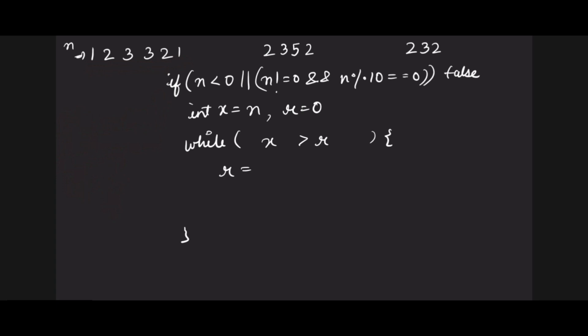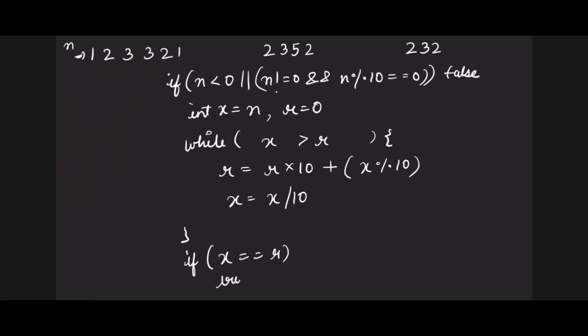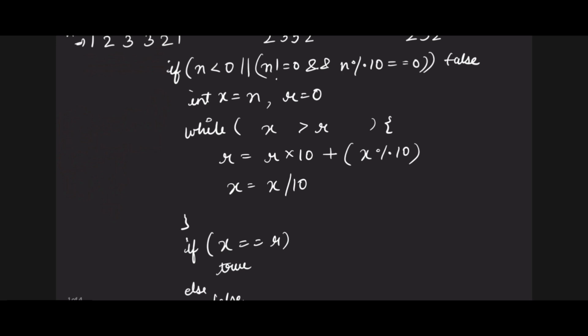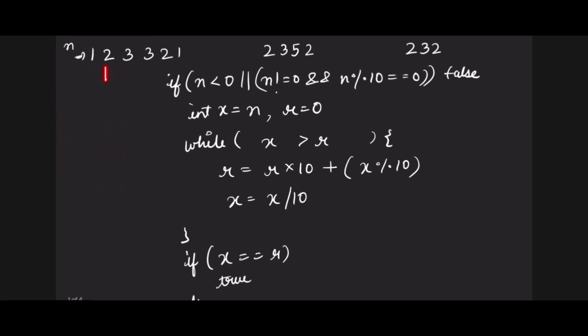So we'll do r equals r into 10 plus your last digit, x modulo 10. And then you will remove that digit from x, right? And then at the end, you will check that if x is equal to r, then return true, else return false, right?